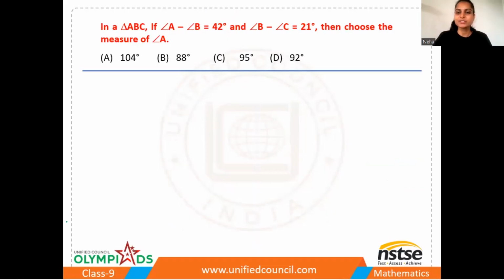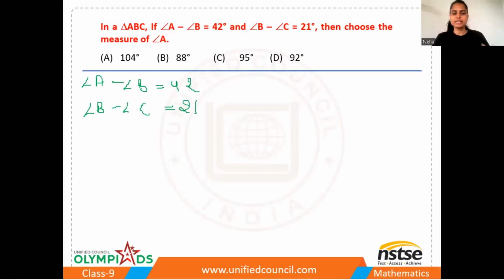So this is the next question. In a triangle ABC, if angle A minus angle B is equal to 42, angle B minus angle C is equal to 21, then choose the measurement of angle A. So here we have to find the value of angle A. Perfect. So some values are given that angle A minus angle B is equal to 42. Angle B minus angle C is equal to 21.